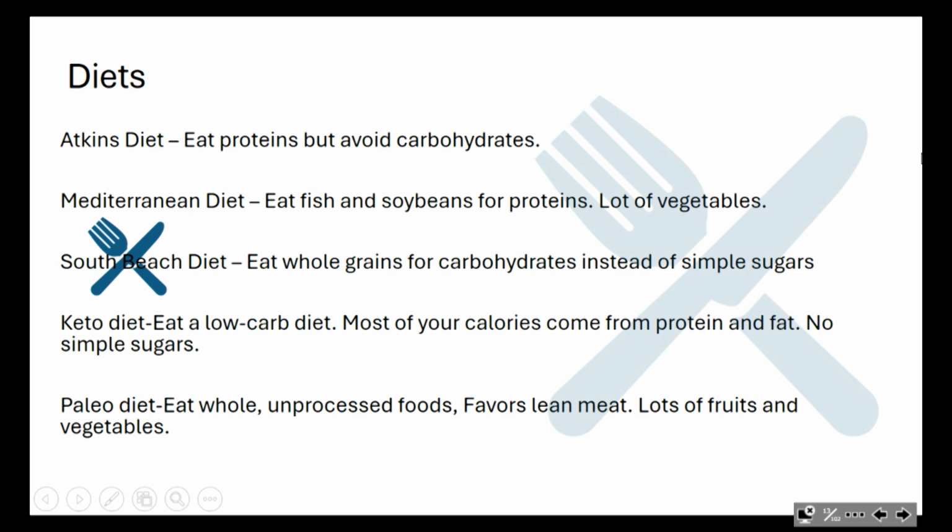The last one is called a paleo diet. The idea here is you want to eat kind of like a caveman did, so like the Paleolithic, what they were eating. And so here, if you want to follow a paleo diet, you would eat whole, unprocessed foods. You would try to eat a lot of lean meats. Chicken is a type of lean meat. Fish is a type of lean meat. And you eat lots of fruits and vegetables, and you try to avoid processed foods.